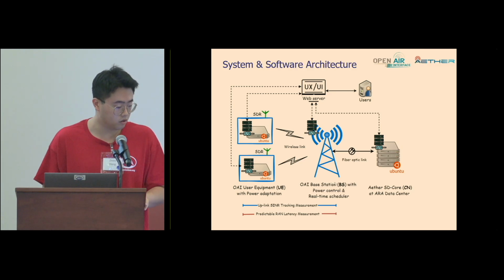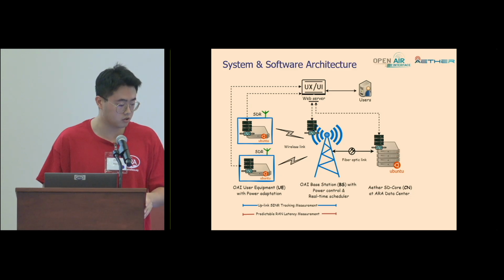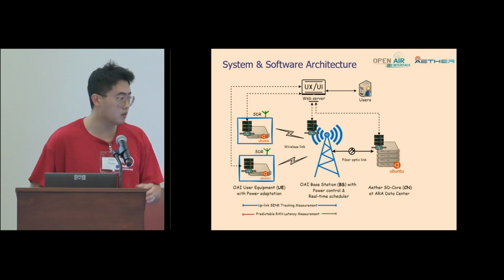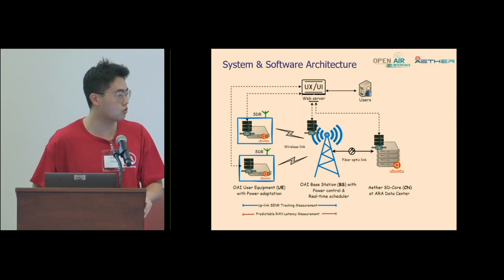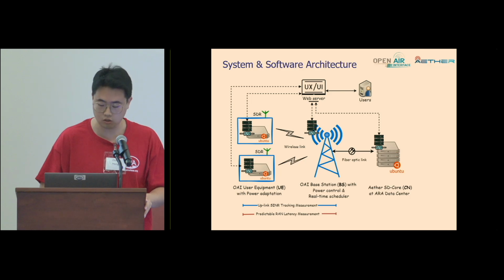In the OAI base station, we employed our own algorithms, the power control and the real-time scheduler. The base station gets some input from the UE, runs the algorithm and generates some output, and uses the downlink control channel to transmit downlink control information to the UE. Once the UE gets that control information, it performs the action locally.